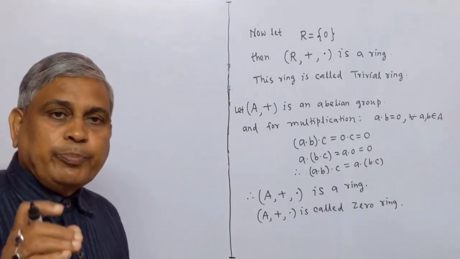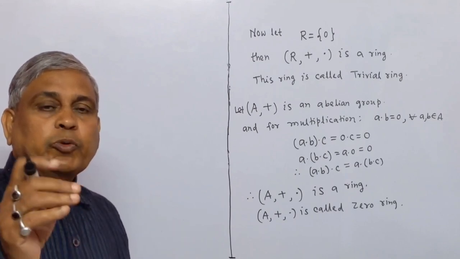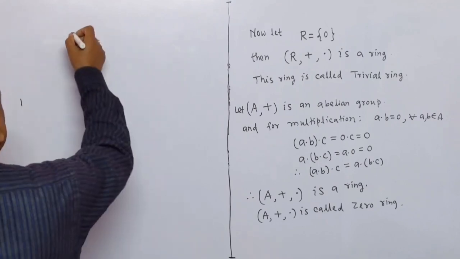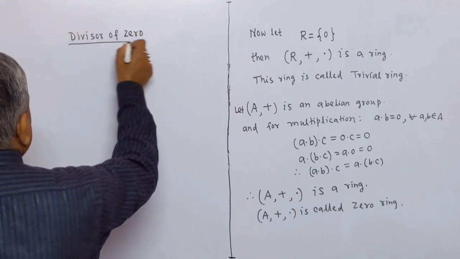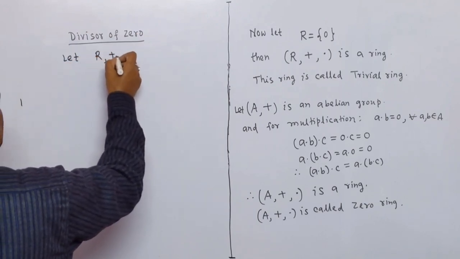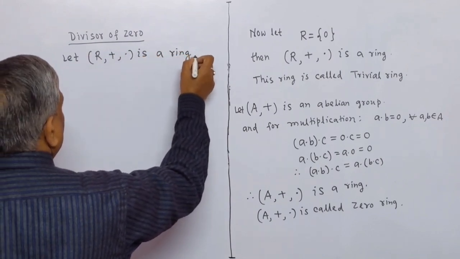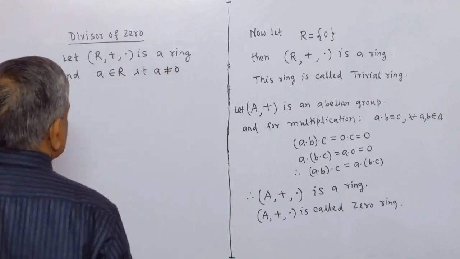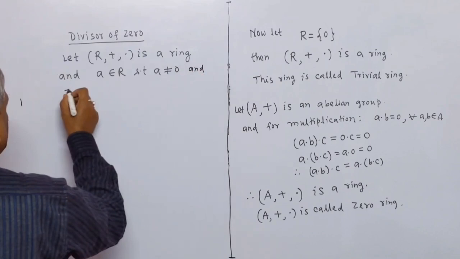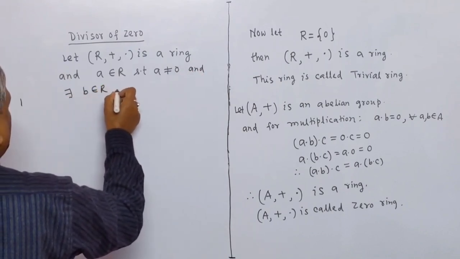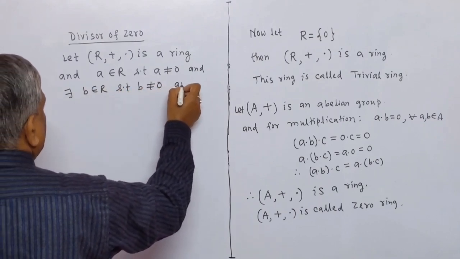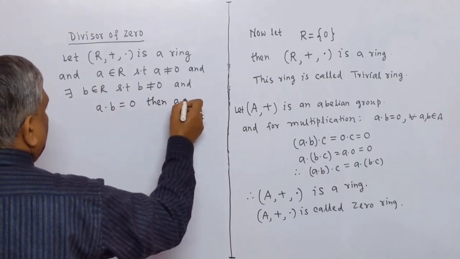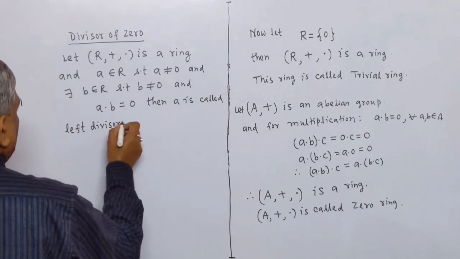Now we discuss some properties, and we will include those properties with the ring, and we get different structures. One property is divisor of zero. Let (R, +, ·) be a ring, and a belongs to R such that a is not equal to zero, and there exists b belongs to R such that b is not equal to zero, and a multiplied by b equals zero. Then a is called a left divisor of zero.